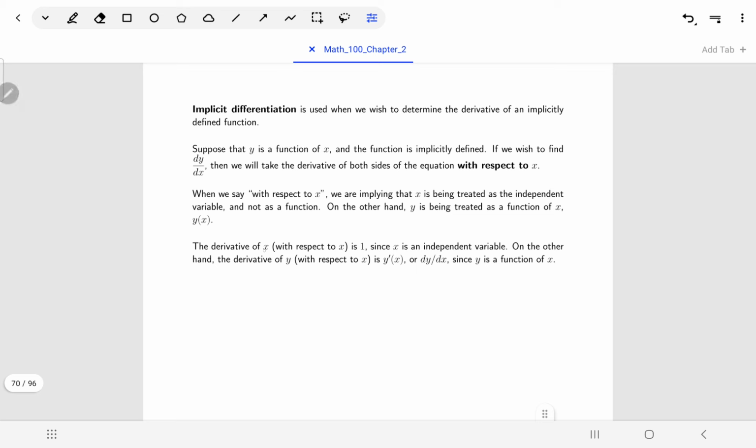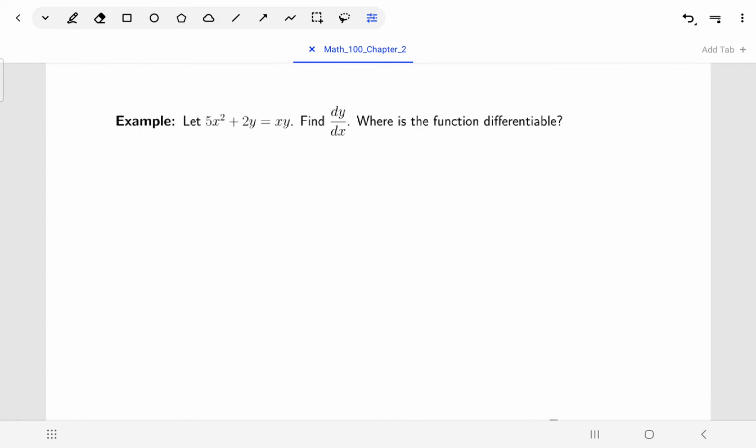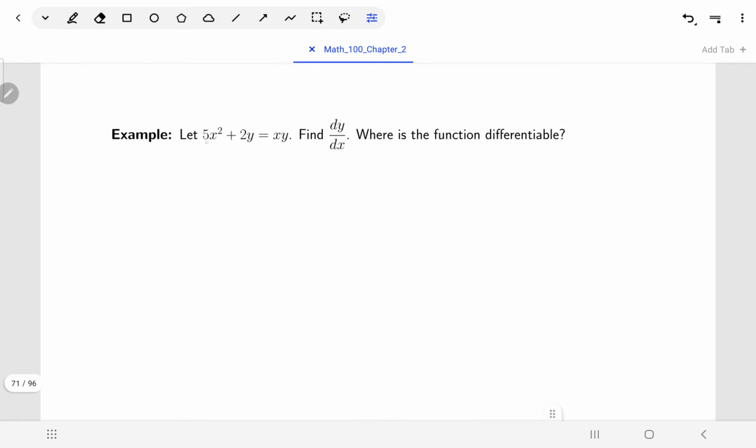So in other words, when I'm taking the derivative of just x itself, the derivative is 1. But if I take the derivative of y, it's not 1, it's dy dx, because y is a function of x. And so I'm just going to have to keep that in mind as I take the derivatives of all of the terms on both sides of the equation. So here's one that we'll take a look at. I've got 5x squared plus 2y equals xy, and I want to find the derivative.